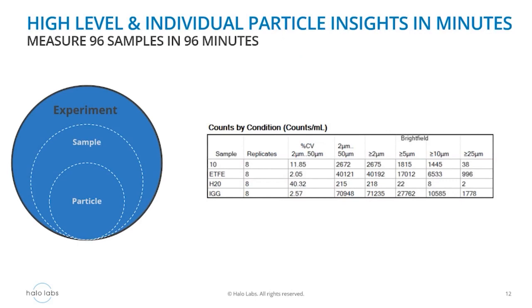And last but not least, we get experiment-wide analysis. So this is data across 96 samples loaded across 96 wells, measured in, you guessed it, 96 minutes. So here you'll have your different samples, including the number of replicates that you've included for each sample. You'll get some CVs for these samples, depending on whether you have replicates or not, and you get to adjust your size bins to your liking. So now we're looking at particles that are greater than 2 microns, but then we also have size bins for 5, 10, and 25 microns and greater.